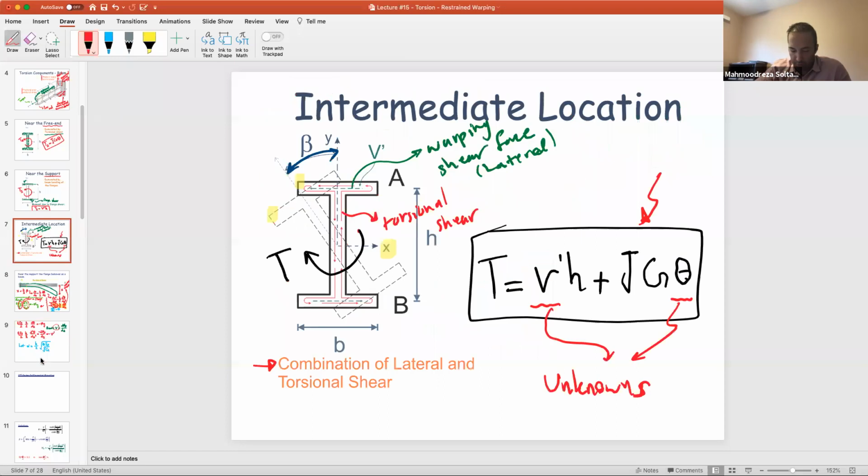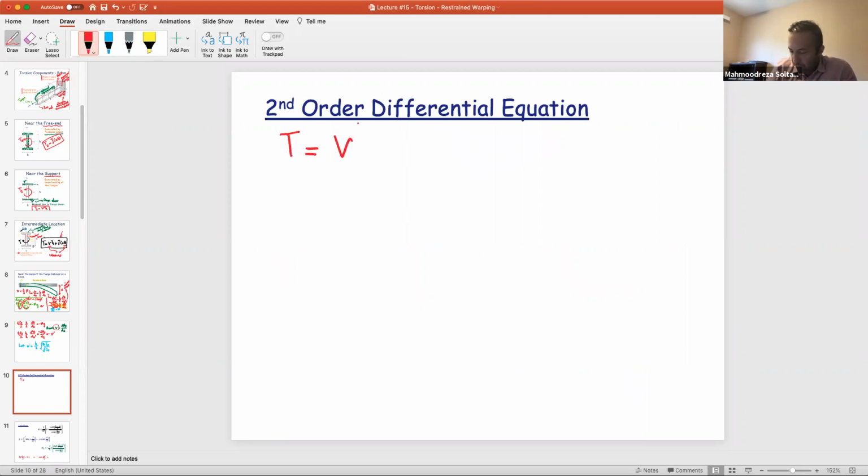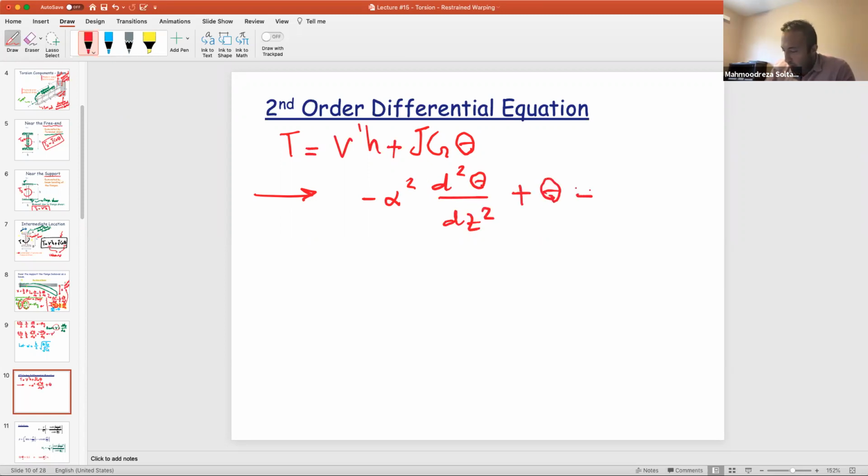I can write the equation one more time here. T is equal to V prime h plus JG theta. This is the equation, right? Based on what you have found for V prime, I'm going to rewrite this expression. If you rewrite it, you get negative alpha squared d squared theta with respect to dz squared plus theta is equal to T over JG. This is the total, right? So this would be your expression.